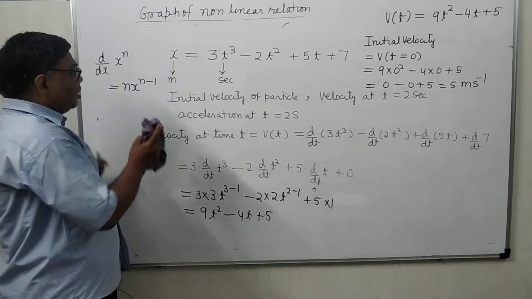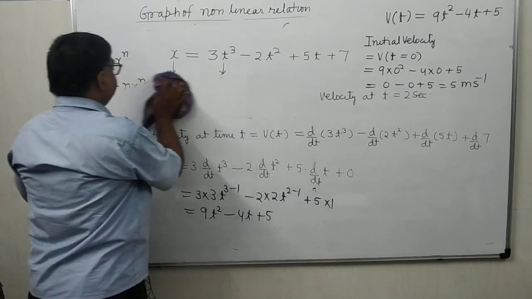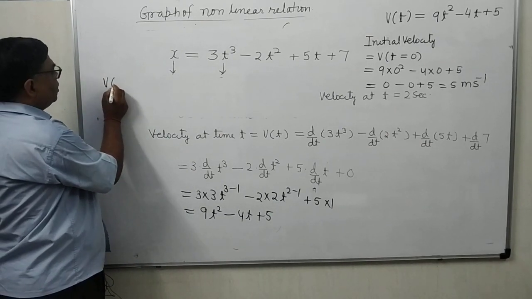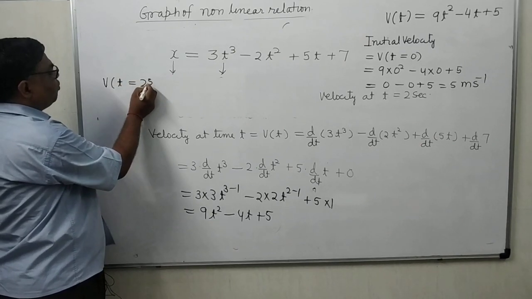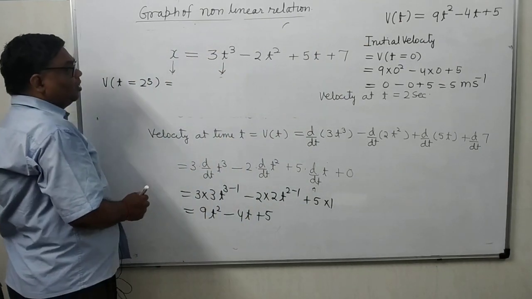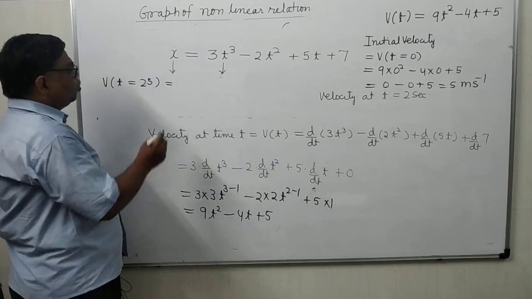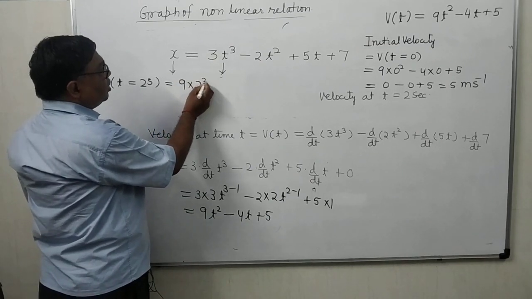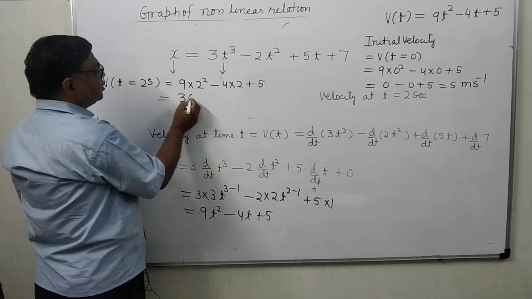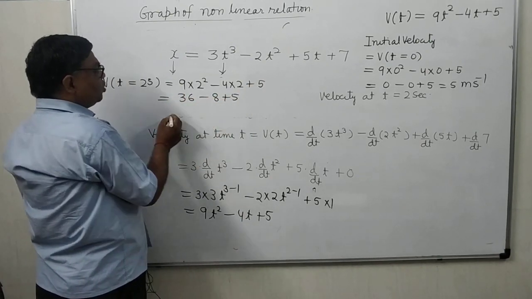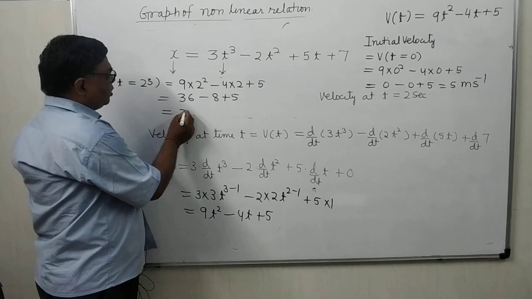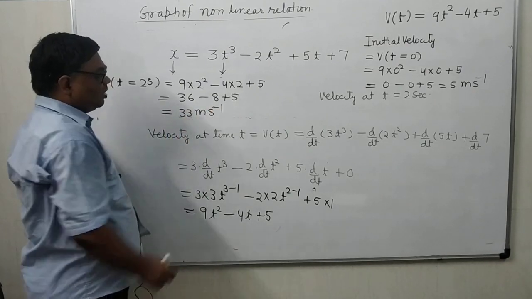It is clear? Now you have to find the velocity at t equals to 2 seconds. So at t equals to 2 seconds, it will be equal to what? You substitute in the expression of velocity, in place of t you put 2. So 9 into 2 square minus 4 into 2 plus 5. So 9 into 4 is 36 minus 8 plus 5. So it is equal to 36 minus 8, that will be 28, plus 5 is 33 meter per second. It's clear this.